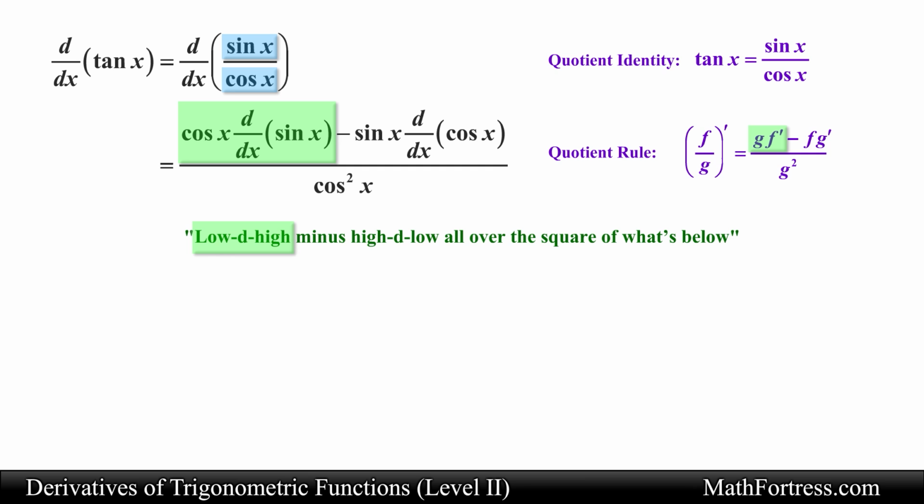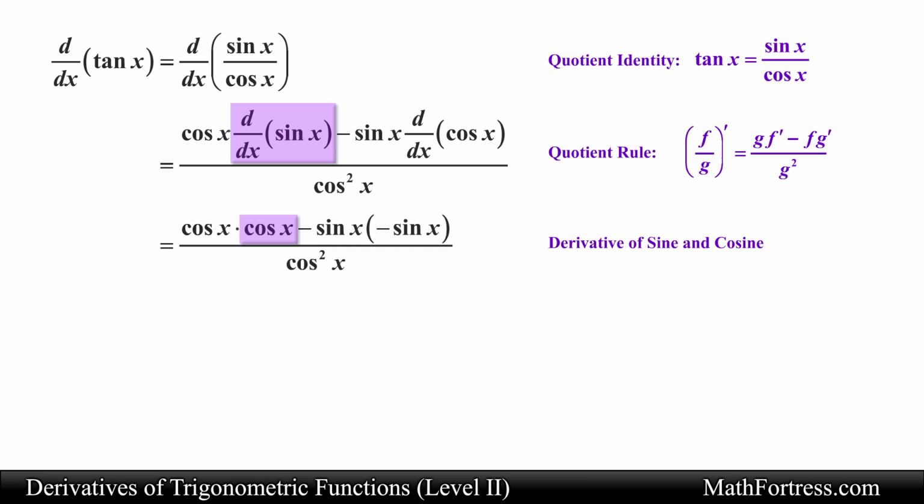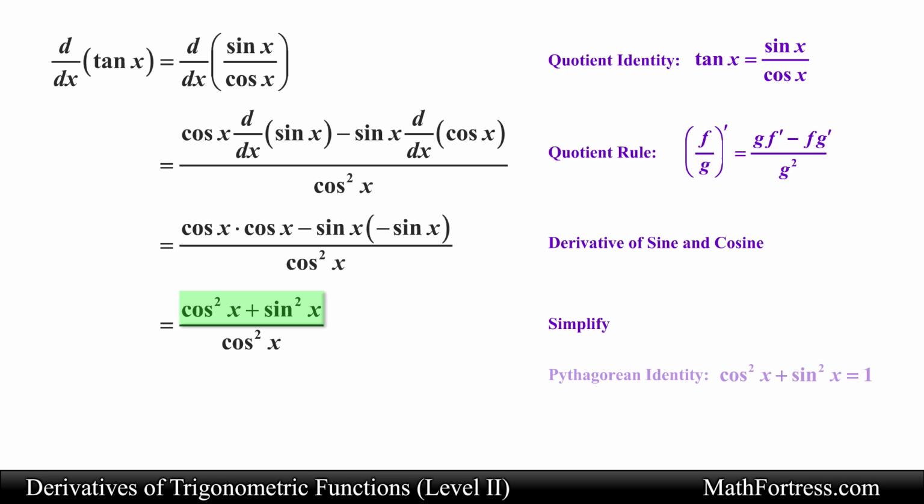So cosine of x times the derivative of sine of x minus sine of x times the derivative of cosine of x all over cosine squared of x. We know that the derivative of sine of x is equal to cosine of x, and the derivative of cosine of x is equal to negative sine of x. Simplifying, we obtain cosine squared of x plus sine squared of x. We can replace this expression by using a Pythagorean identity. In this case, cosine squared of x plus sine squared of x is equal to 1.